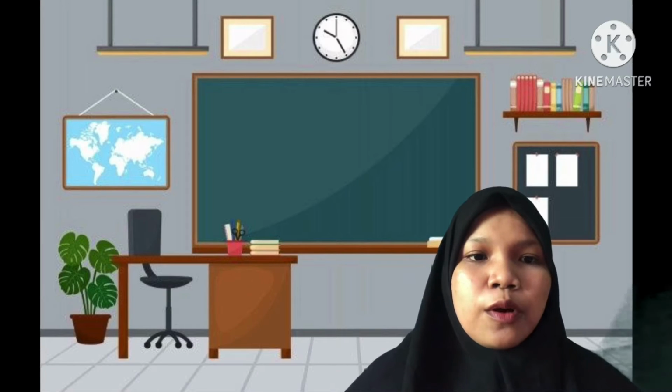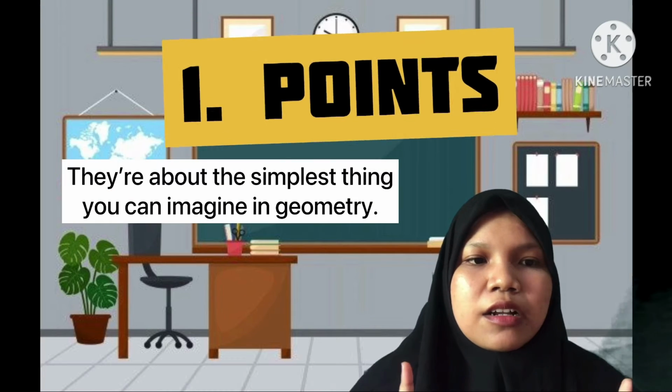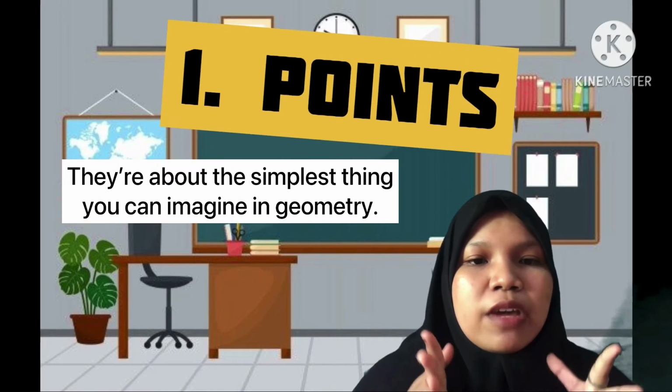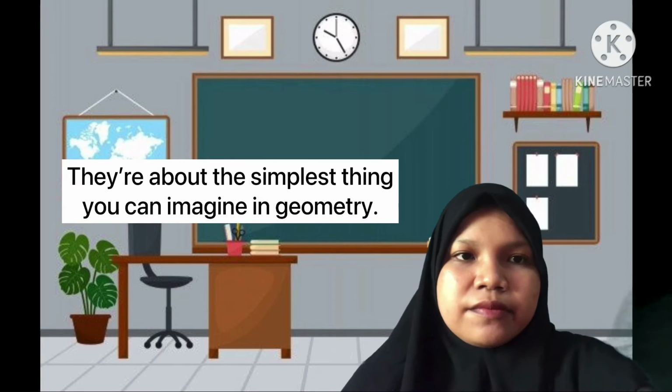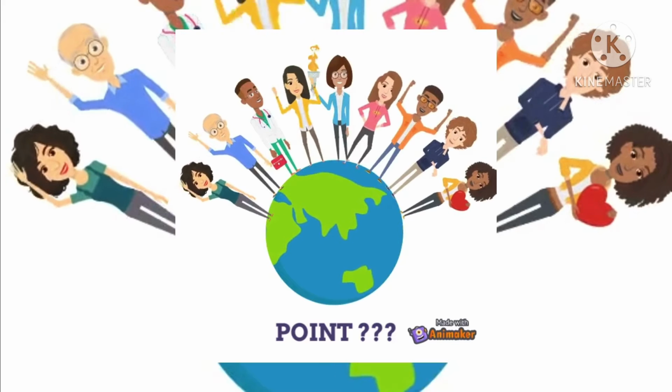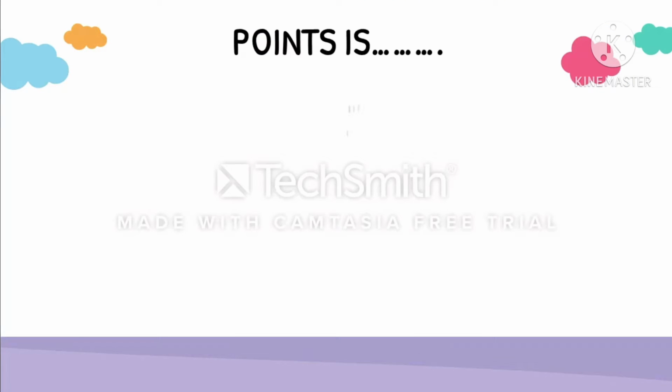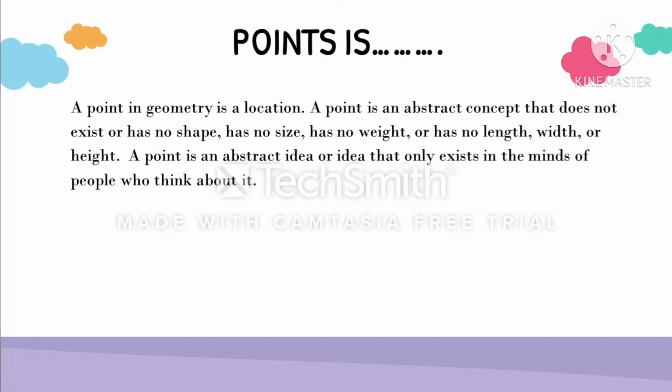Alright, we're going to start with points because they are about the simplest thing you can imagine in geometry. What is a point? A point in geometry is a location. A point is an abstract concept that has no shape, no size, no weight, no length, width, or height. A point is an abstract idea that only exists in the minds of people who think about it.